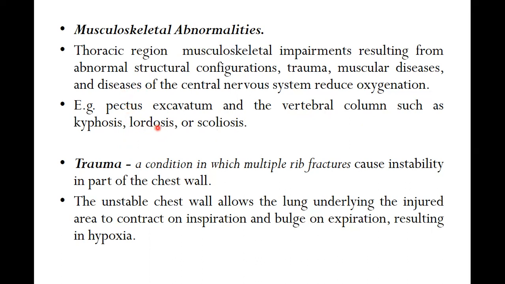As you may see, for example, in pregnancy, there's an exaggerated lumbar curvature, or scoliosis, which is a lateral deviation of the spine. All these might affect thoracic diameter and thus impair intake and output of air. Trauma, a condition in which multiple rib fractures cause instability of part of the chest wall. The unstable chest wall allows the lung underlying that area to contract on inspiration and bulge on expiration, resulting in hypoxia. This is what you see in flail chests.